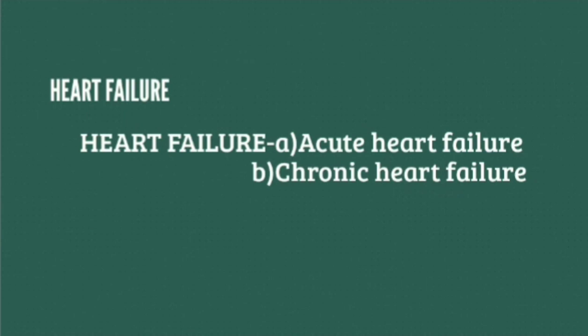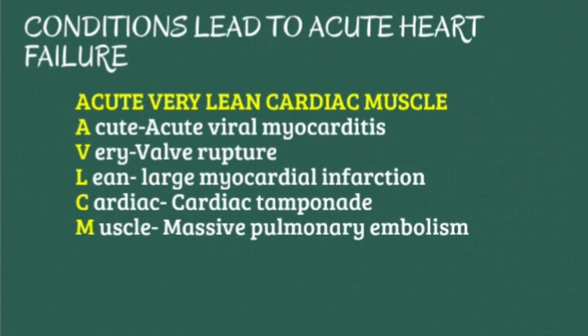First, let's discuss acute heart failure. Here, we are discussing some conditions that lead to the development of acute heart failure. We have a mnemonic here, acute very lean cardiac muscle. Actually, this mnemonic doesn't have much meaning, but for our convenience, let's consider this mnemonic. A stands for acute viral myocarditis and acute bacterial toxemia. Acute viral myocarditis means the inflammation of myocardium due to viral infection, and acute bacterial toxemia means the blood poisoning by bacterial toxic substances. And V stands for valve rupture.